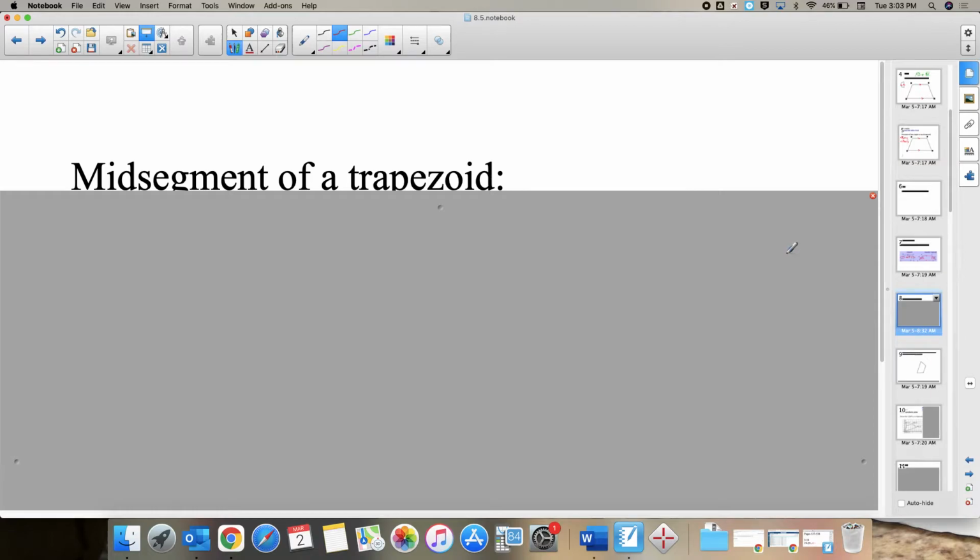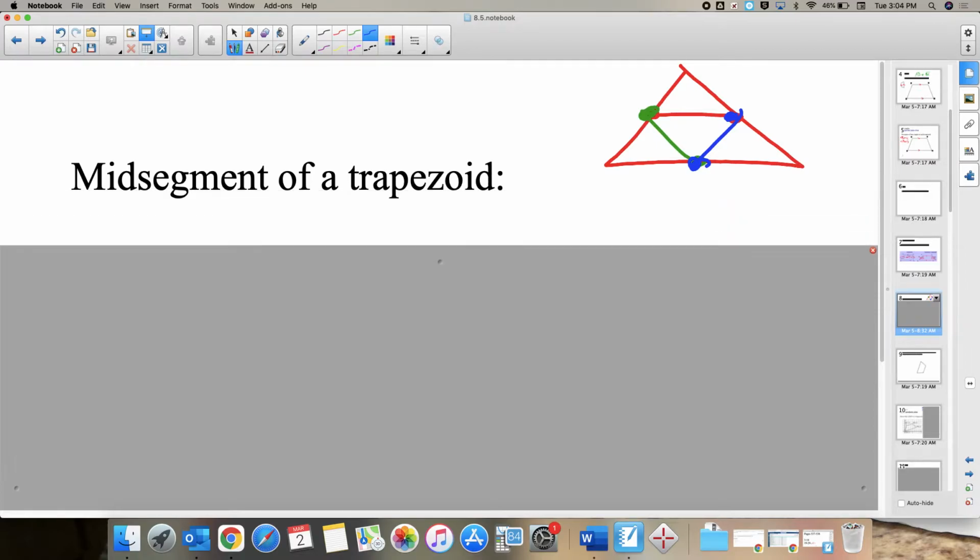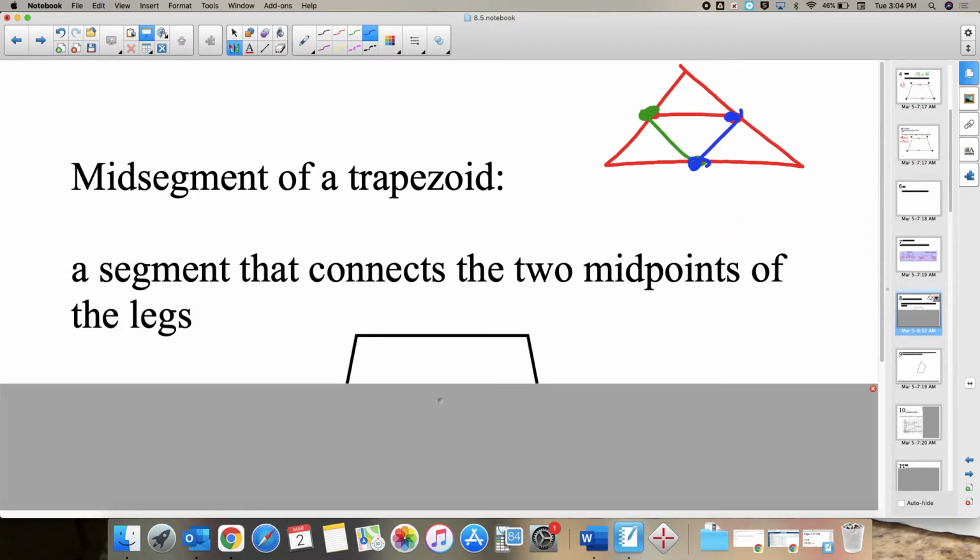The last new term there is known as a mid-segment. If you remember, we did a mid-segment of a triangle. A mid-segment of a triangle connected two midpoints of your sides. So that was a mid-segment, or you could take this midpoint and this midpoint. That was a mid-segment. This midpoint with this midpoint. That was a mid-segment. A mid-segment of a trapezoid, there is only one. It is a similar idea, though. It is the segment that connects the midpoints of your legs.